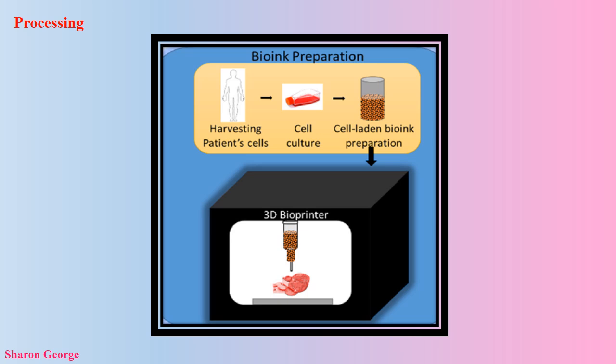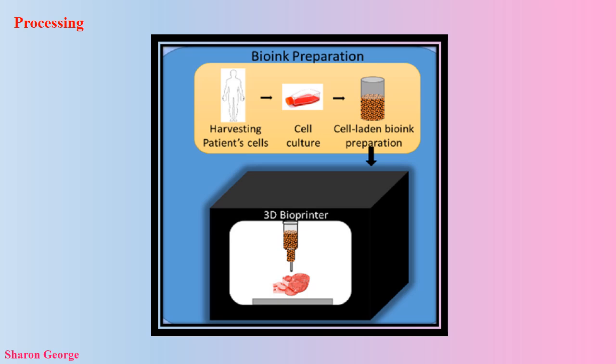Next, processing. This is a very important step in 3D bioprinting. In this step we start by harvesting primary cells from the patient, and the harvested cells are then cultured in a suitable environment and expanded ex vivo for the bioprinting process. At the same time, we have to choose a suitable bio-ink with proper properties which mimic the intended tissue to be printed.